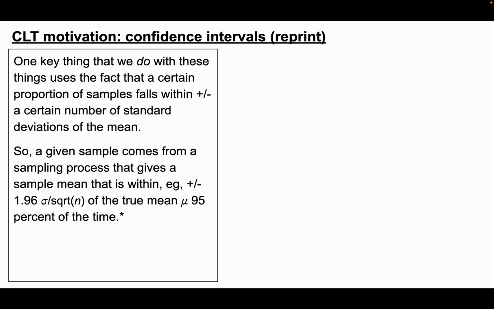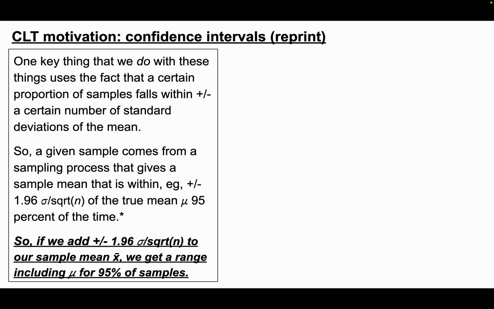I know that was a mouthful, so let's take that one more time. A given sample comes from a sampling process that gives a sample mean that's within about 2 standard errors of the true mean, mu, 95% of the time. That's just a fact about normal distributions applied to a slightly different situation.